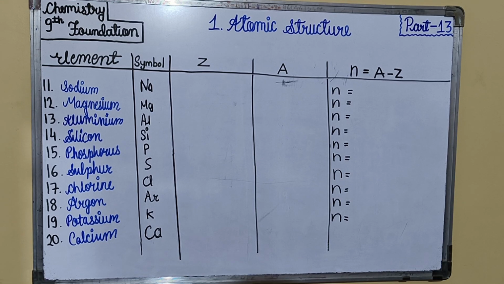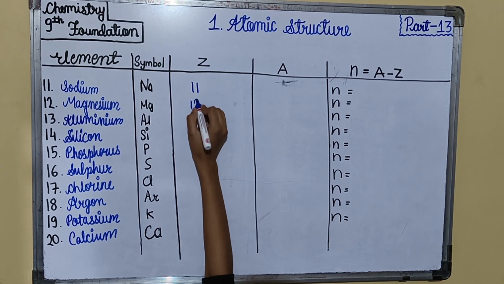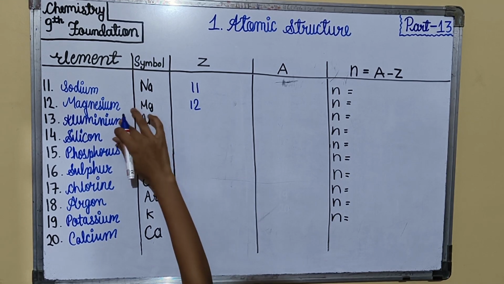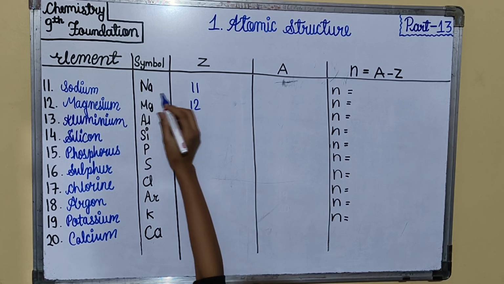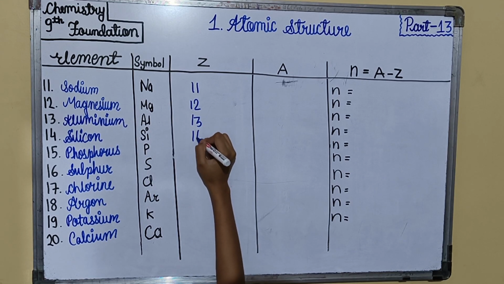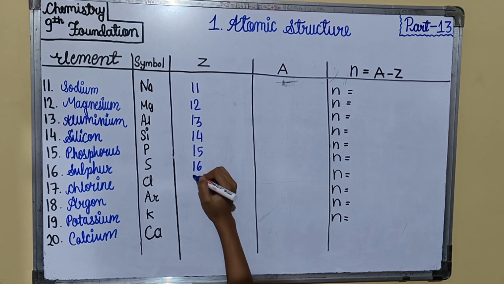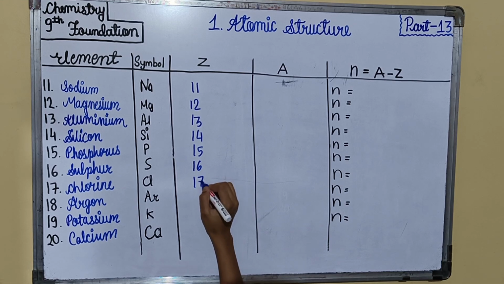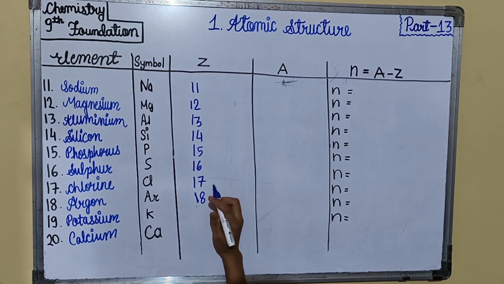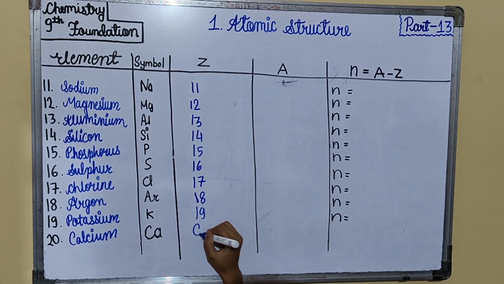Now, the atomic number of sodium is 11. Atomic number of magnesium is 12. Atomic number of aluminium is 13. Atomic number of silicon is 14. Atomic number of phosphorus is 15. Atomic number of sulfur is 16. Atomic number of chlorine is 17. Atomic number of argon is 18. Atomic number of potassium is 19.